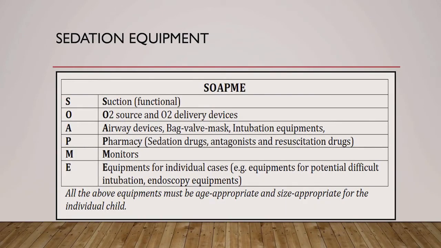There's also an acronym for remembering this sedation equipment called SOAP-ME. S for suction, O for O2, A for airway: bag-valve-mask ventilation and intubation equipment, P for pharmacy, M for monitor, E for equipment for the individual case, such as when you expect a potentially difficult intubation, you may want to bring a laryngeal mask and/or endoscopy equipment that may be required.